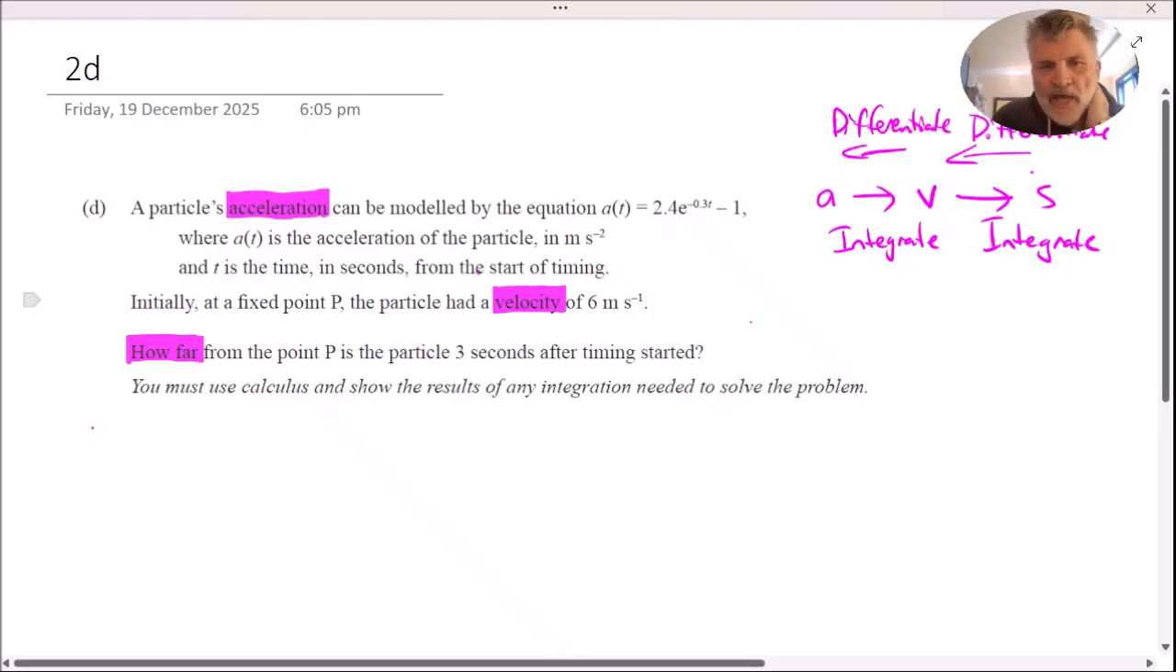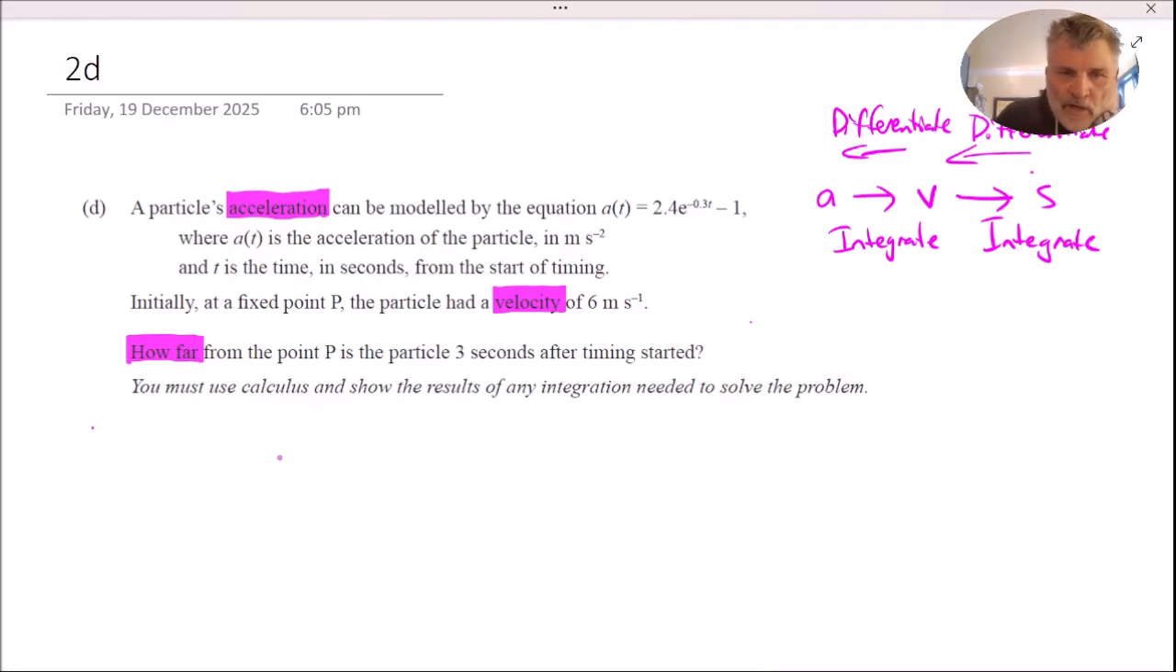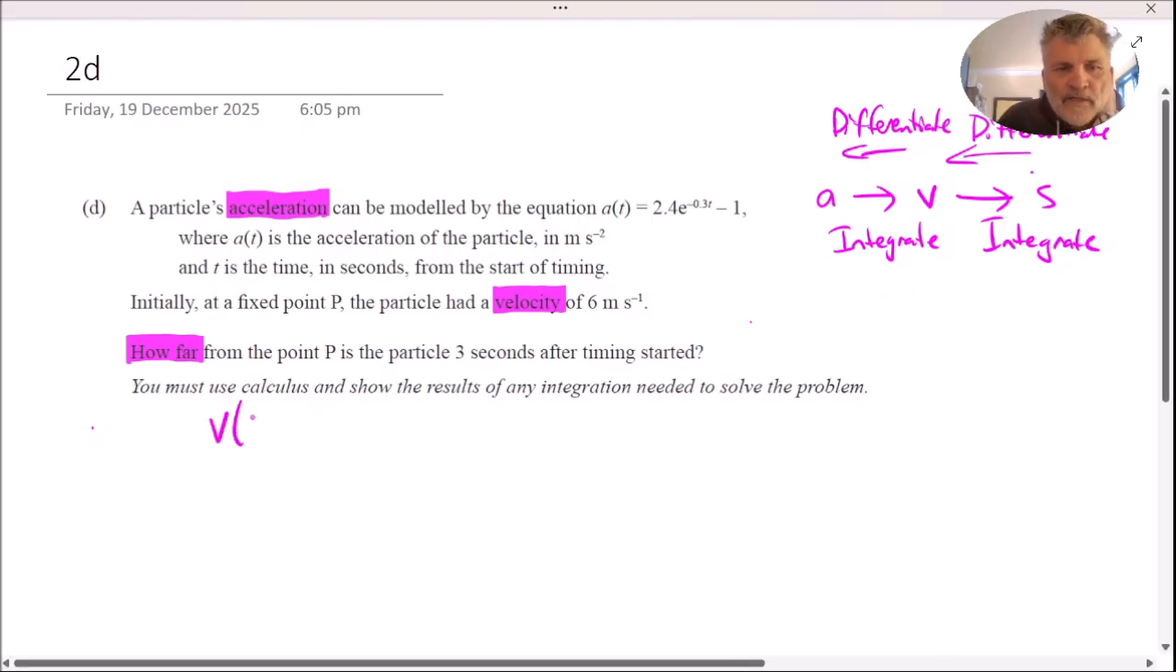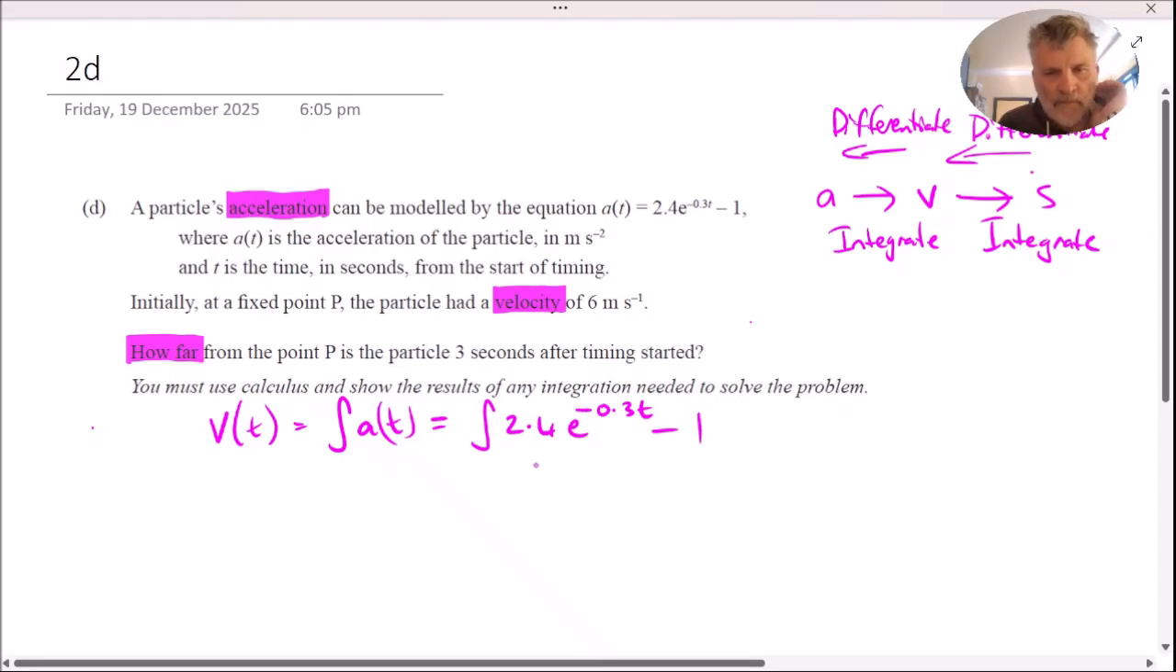So you could get these mechanics type questions in a differentiation or an integration examination. Anyway, so we've got an equation for A. So to find V of t, that's the integral of A of t, which is in our case the integral of 2.4 e to the power of minus 0.3 t minus 1 dt.